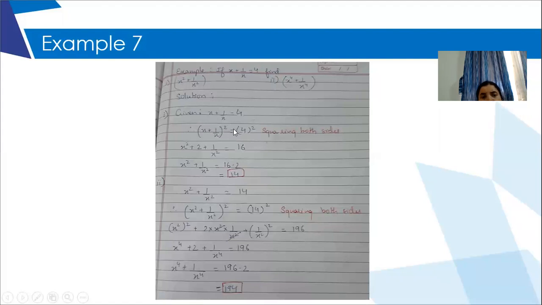Next step, you will square both the sides. This is an equation. When you are squaring, you have to square both sides. So when I say squaring both sides, you will not put individual squares. You will not do x square plus 1 by x square. No. When I say you have to square both sides of the equation, you will put all the terms of the left side inside the bracket and then put a single square outside the bracket.